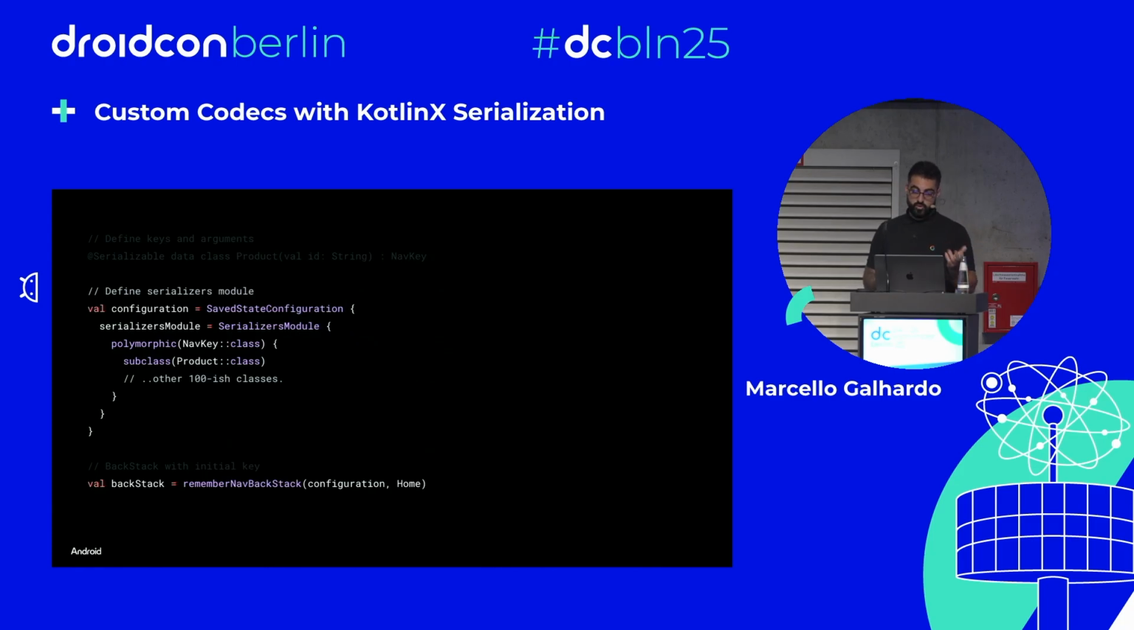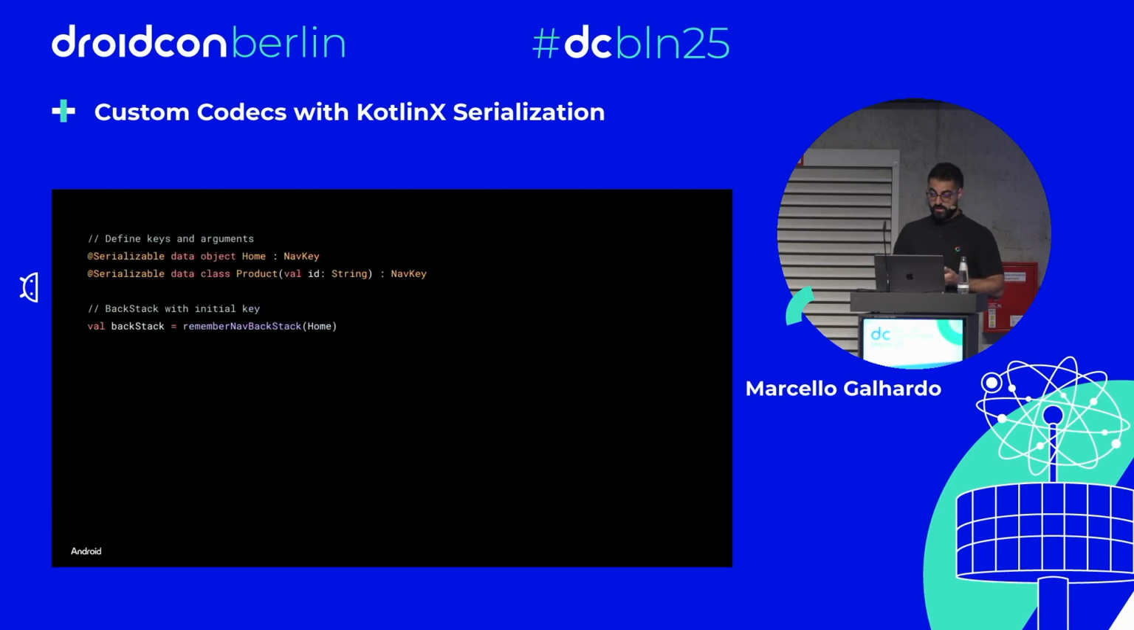So now, if you go back to our code, we can take advantage of that by using the rememberNavBackStack that uses the NavKey serializer. And on Android, we can remove the serializer module. And what we get when all of this comes together is this. You can just declare your keys, call rememberNavBackStack, and things work.